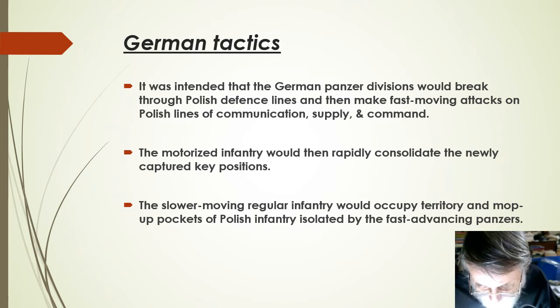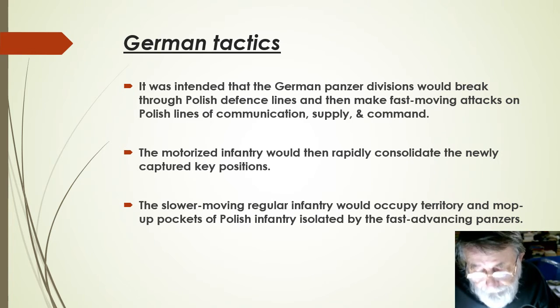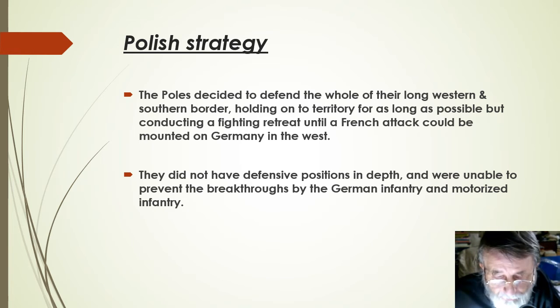The slower moving infantry, the majority of the army, would then occupy ground and deal with pockets of isolated enemy troops left by the advancing panzers. The Poles were not able to mount an effective resistance to this type of German attack. They could conceivably have established defensive positions in depth to prevent an armoured breakthrough by the Germans, but remember that their mobile units were mostly horsed cavalry, so that is a major disadvantage.